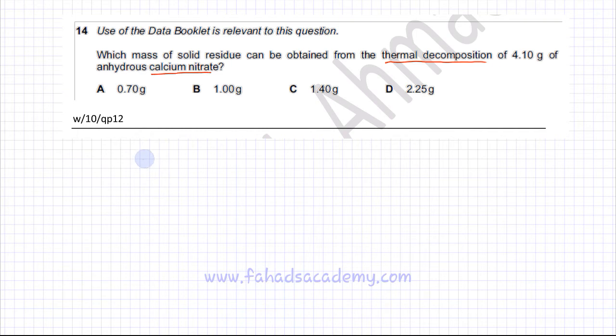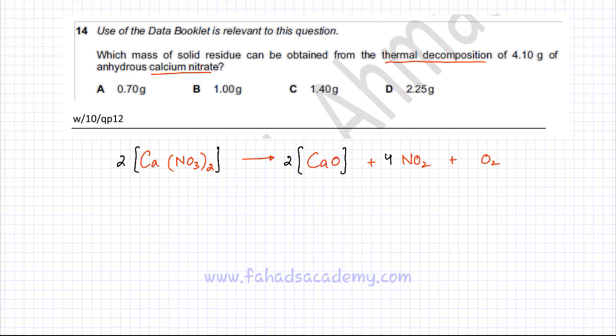The formula of calcium nitrate is Ca(NO3)2. Ca is 2 plus and NO3 is minus 1, so it's going to be calcium NO3 twice. The products would be a metal oxide, which in this case is calcium oxide, plus NO2 gas and an oxygen gas molecule. If we balance this reaction, it's 2 calcium nitrates producing 2 calcium oxides, 4 NO2 molecules and 1 O2 molecule.